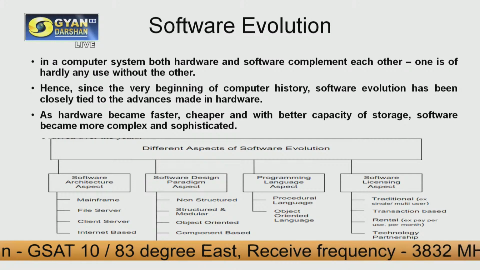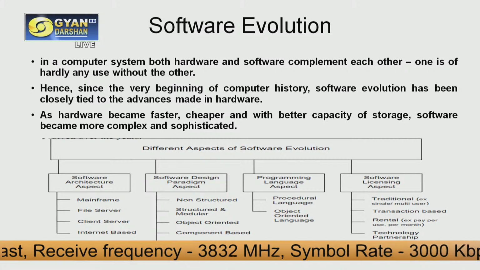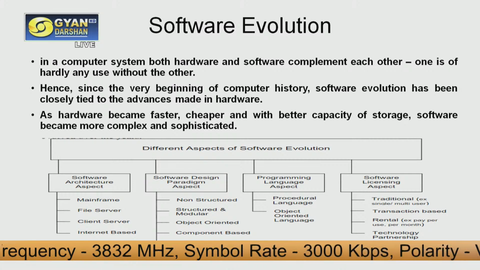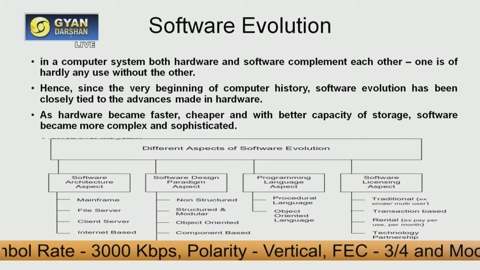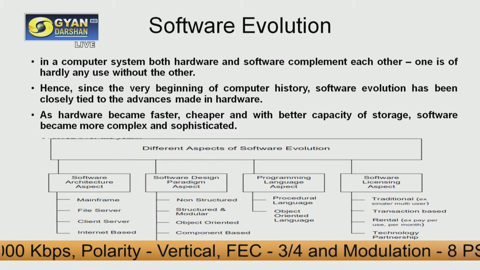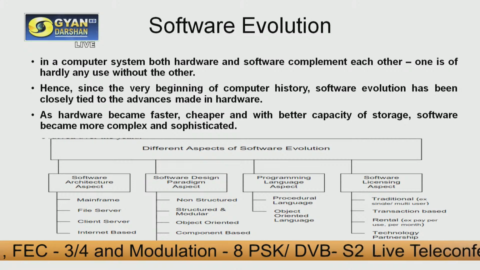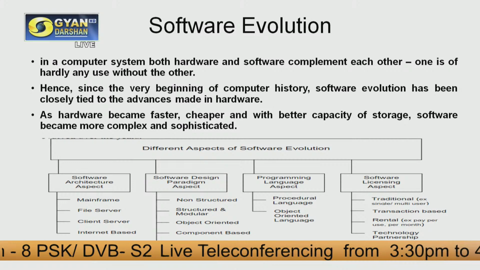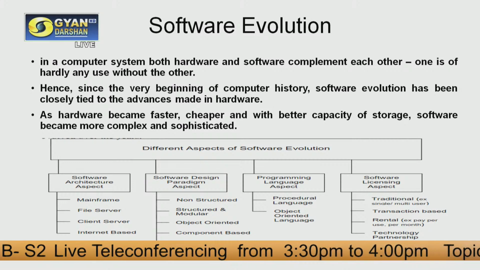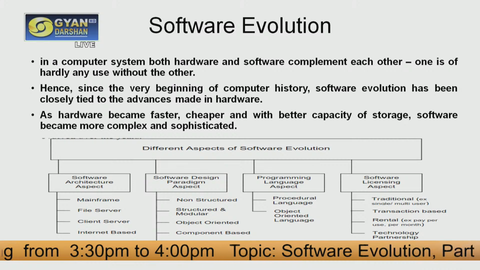So these are some of the aspects. Software evolution is based on various aspects, be it programming language, paradigms, architecture or licensing. In this session, we are going to discuss the architectural aspect, the paradigm aspect, and the programming language aspect. Licensing and all other aspects will be discussed in our subsequent sessions on software evolution.